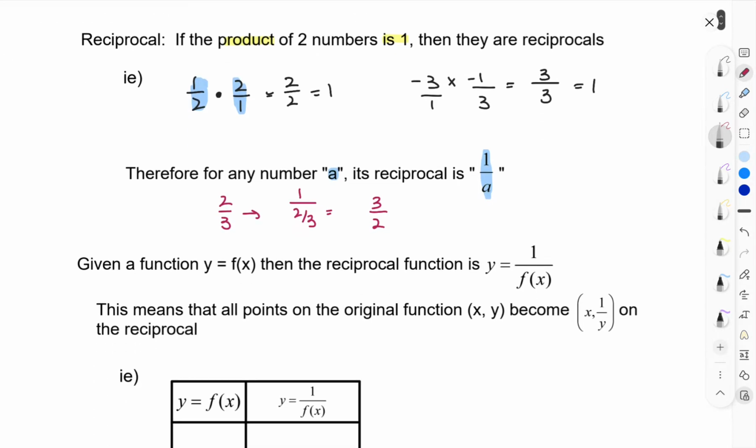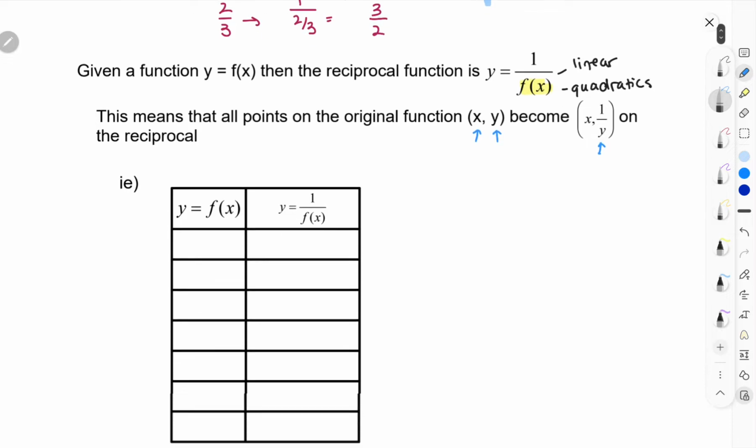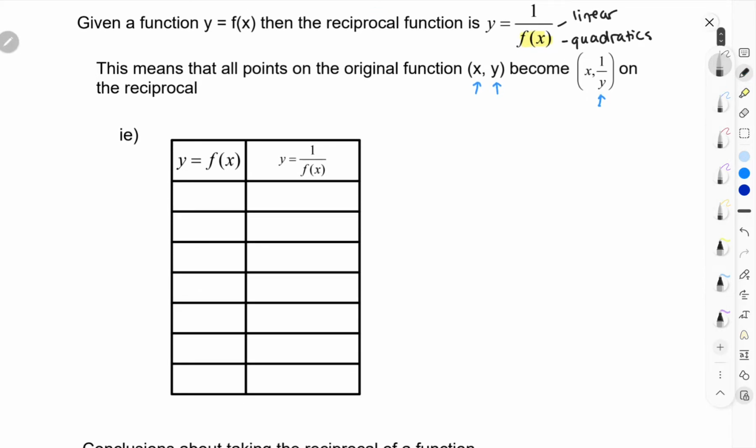So we're going to talk about reciprocal functions. If I have some function that I call f of x, its reciprocal function is going to be 1 over f of x, where f of x for us in this course is going to be something linear or something quadratic, our two favorite types of functions in 20-1. What that means is that every single x value I put in, instead of spitting out the y value that it should, it's going to spit out the reciprocal y value, or 1 over y.